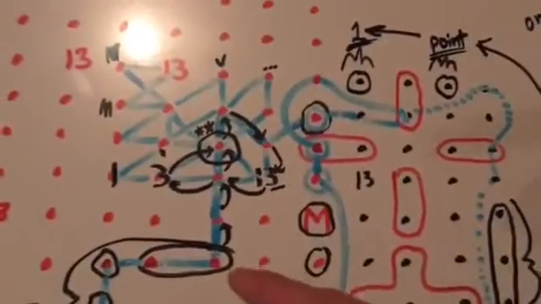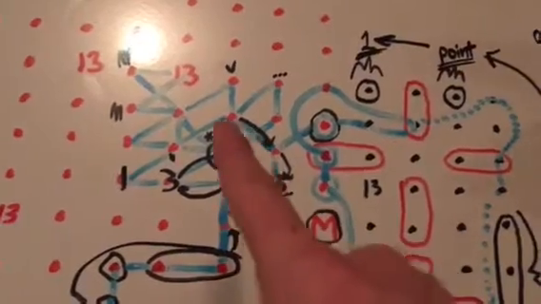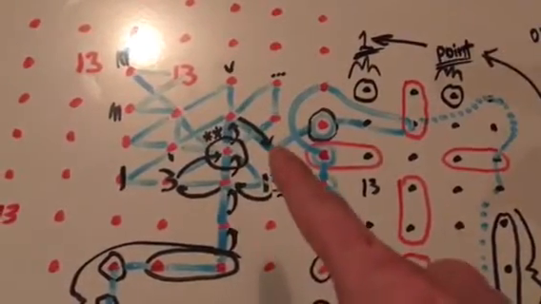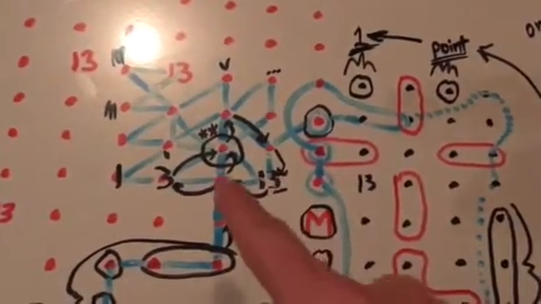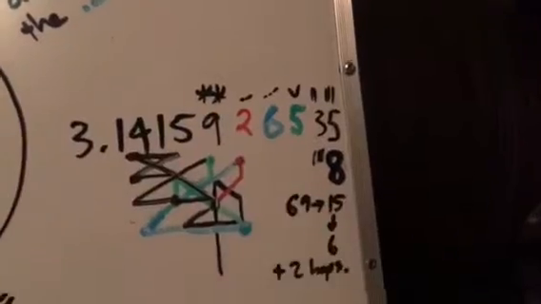1, 1, 2, 3, 4, 5. Okay, done. Now your 9 is basically here. You're gonna go 1, 2, 3, 4, 5, 6, 7, 8, 9. The circle is, and the double asterisk is going to be your 9.